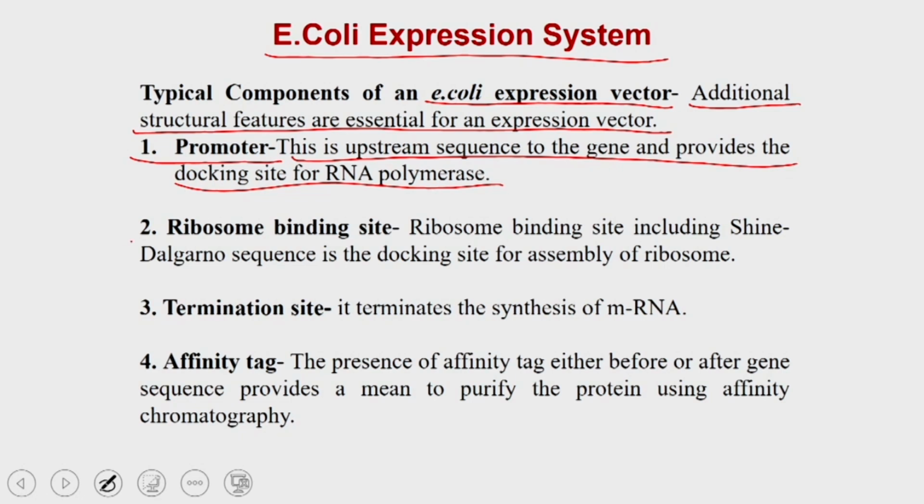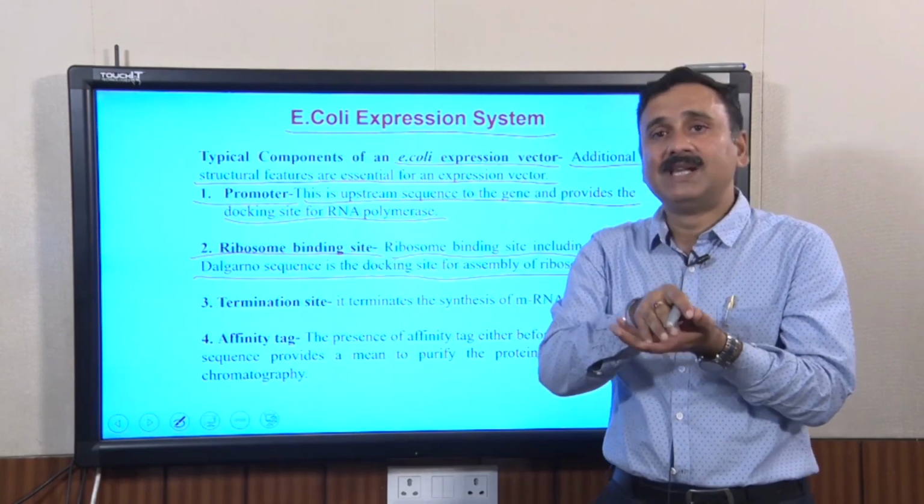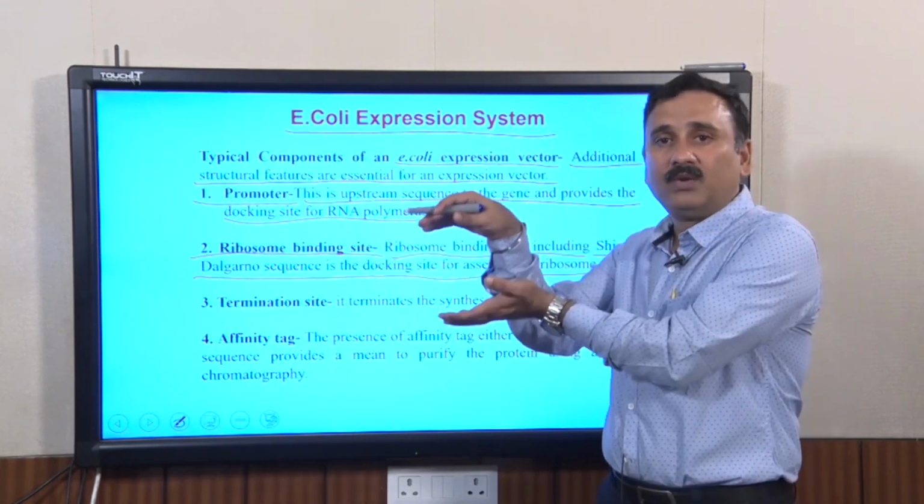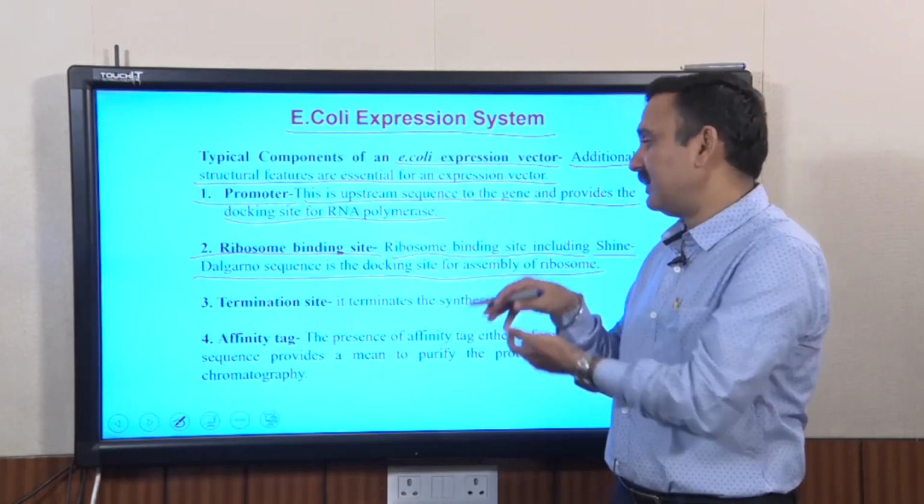Then you need the ribosome binding site. The ribosome binding site is essential because it will allow the ribosomes to go and bind, and that includes the crucial Shine-Dalgarno sequences, which are actually going to provide the docking site for the assembly of the ribosome subunits, so that the ribosome is going to assemble onto the messenger RNA, and then it will start the translation process.